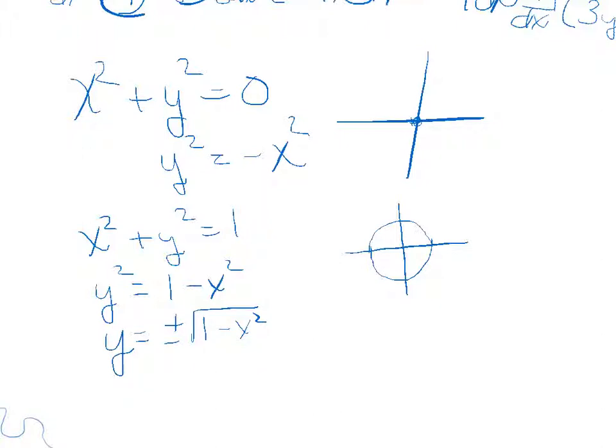But what can you tell me about the slope at the points 1 and negative 1? It's 0? It's a vertical tangent line. Yeah, so the slope is undefined when x is 1 or negative 1.